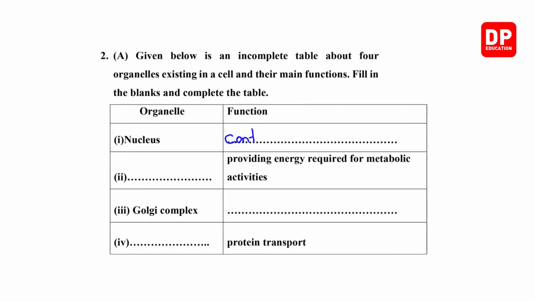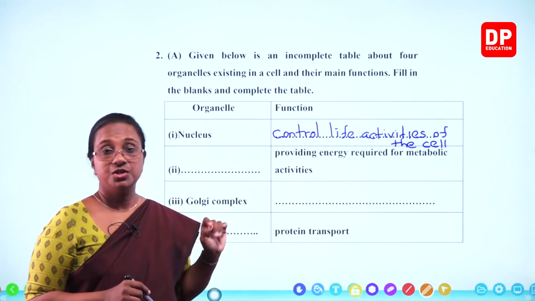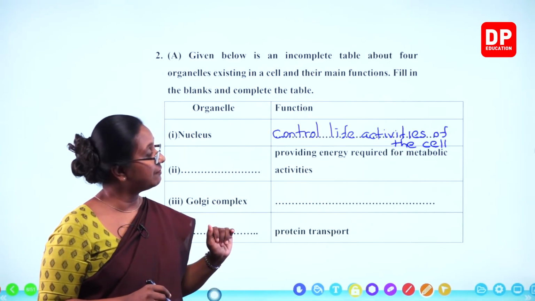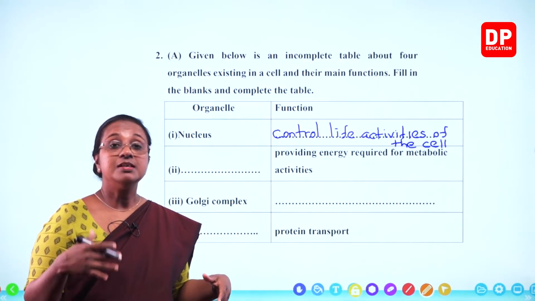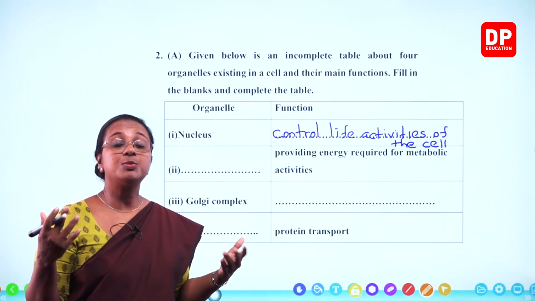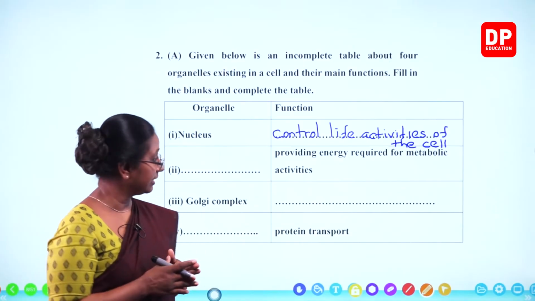Control life activities of the cell. That is the function of the nucleus, main function. Here they have asked their main functions. So you all know main function is to control the life activities of the cell. What are the life activities? There is cellular respiration, secretion, transport of materials, protein synthesis. If it's a plant cell, photosynthesis, all those are life activities.